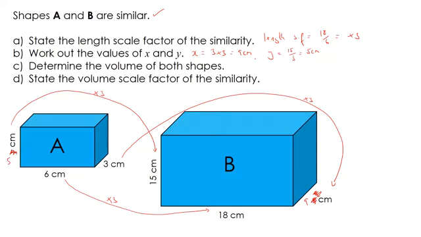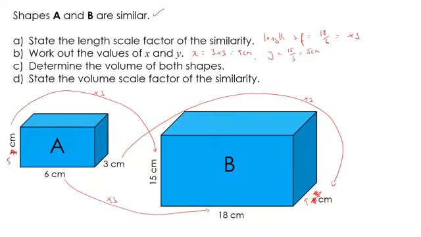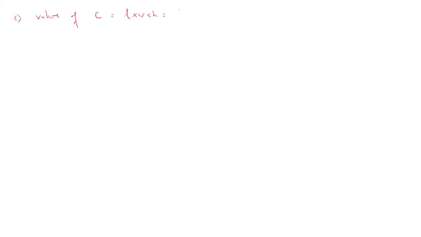Okay, I'll go on to the next slide for part C. I need a bit more space. Right, so the volume of C. Remember, a cuboid's volume is length times width times height. So it's 6 centimeters times 3 centimeters times 5 centimeters. So 6 times 3 is 18. 18 times 5 is 90 cm cubed.